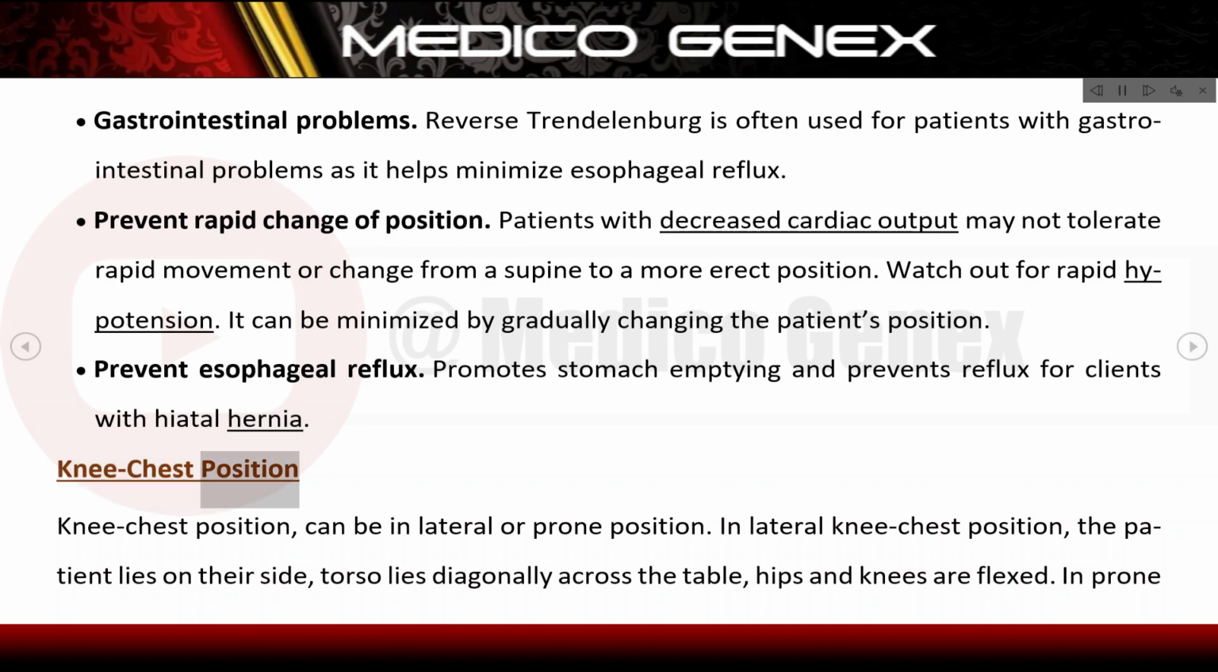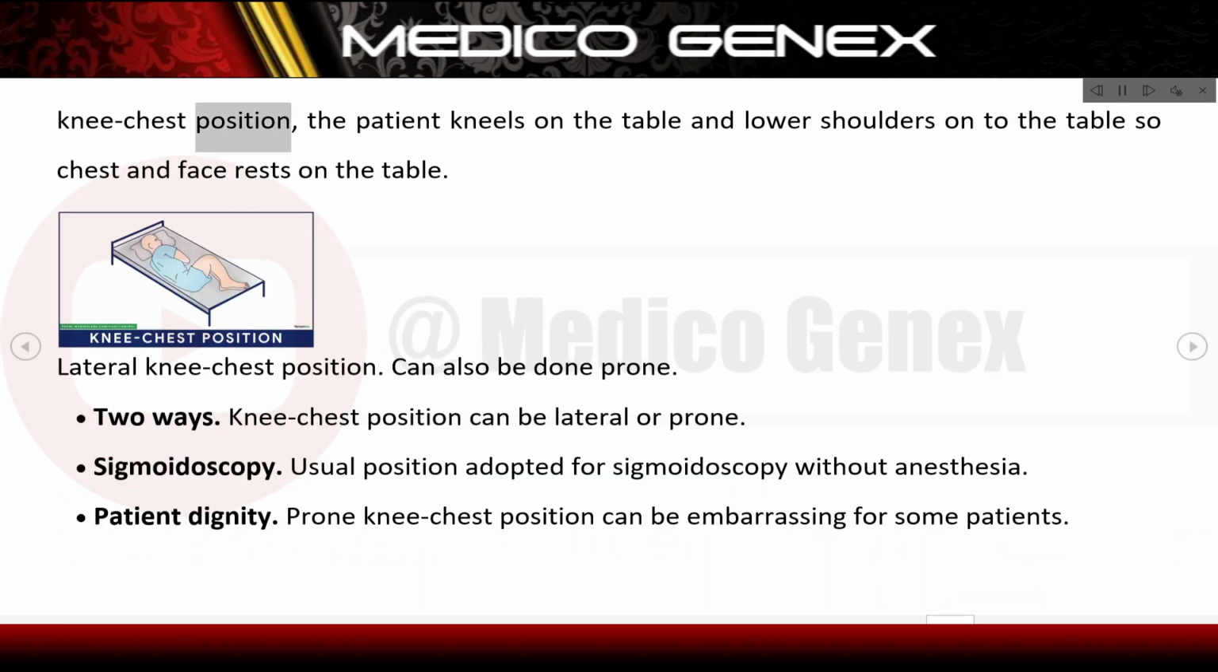Knee chest position. Knee chest position can be in lateral or prone position. In lateral knee chest position, the patient lies on their side, torso lies diagonally across the table, hips and knees are flexed. In prone knee chest position, the patient kneels on the table and lowers shoulders onto the table so chest and face rest on the table. Knee chest position can be lateral or prone.